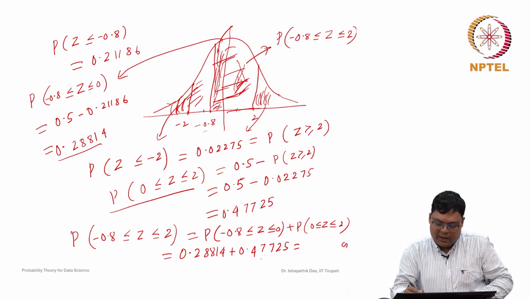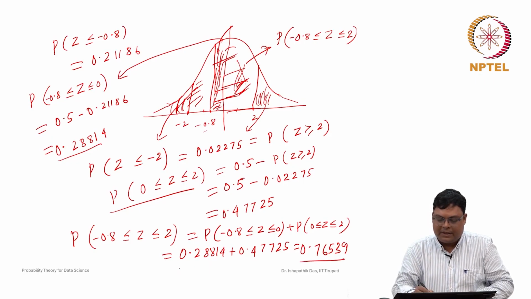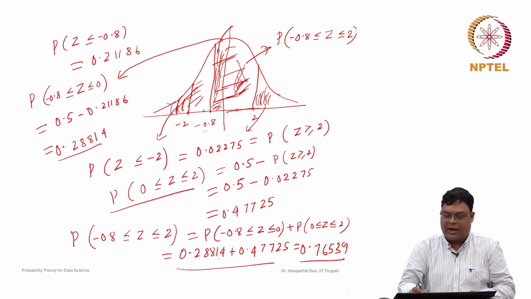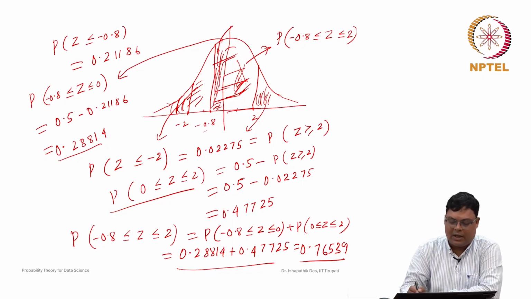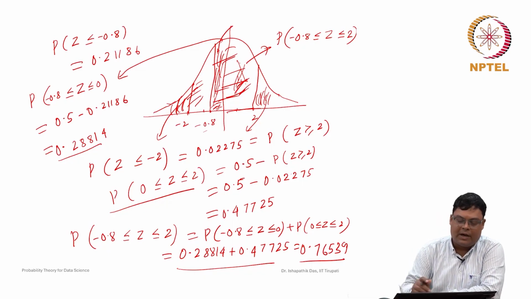If you add these two probabilities, we get 0.76539. Please check that this calculation and computation are correct, because we are just doing the computation and there may be some mistakes. You can see if there is any numerical mistake here, but the concept is how to find the probability.